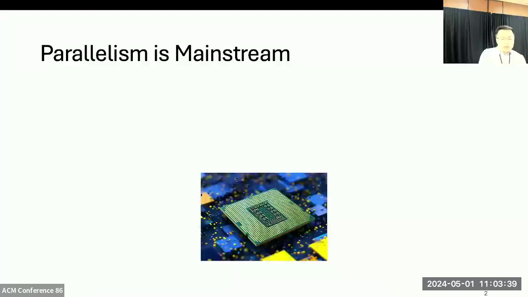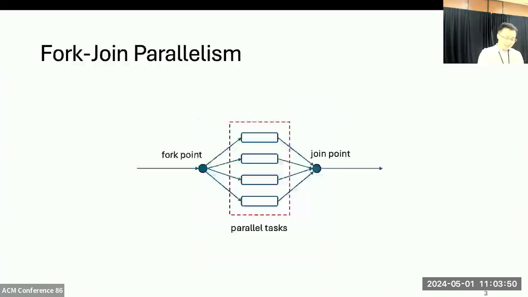So multi-core systems are the mainstream. Whatever devices you're running are powered by multi-core chips. To utilize multi-core systems, many programming languages have been introduced, such as OpenMP. These parallel programming languages offer programmers the capability to express logical parallelism by a model called fork-join parallelism. In fork-join parallelism, the main task is divided into subtasks after hitting a fork point, and these subtasks can run in parallel. After they finish, all subtasks are synchronized at the join point.